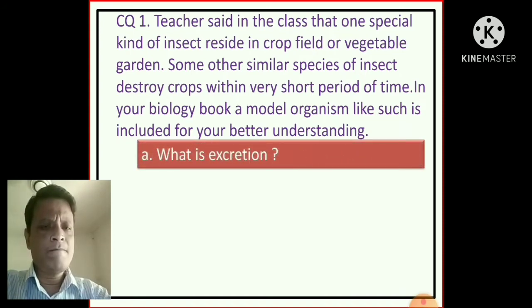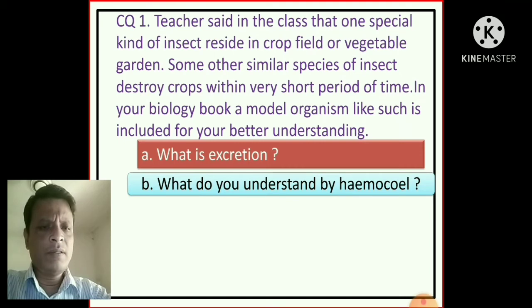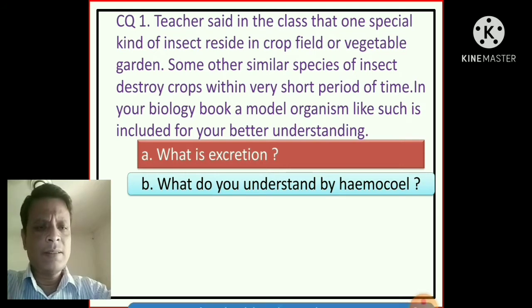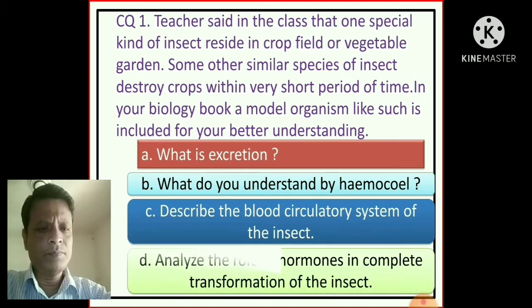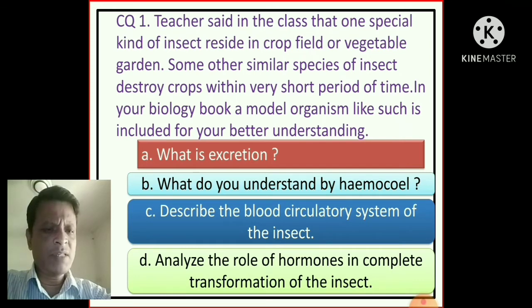Number A, this is the knowledge based question. What is excretion? Number B, what do you understand by hemocoel? This is the comprehension based question. C, this is the application based question. Describe the blood circulatory system of the insect. And D, analyze the role of hormones in complete transformation of the insect. Okay.